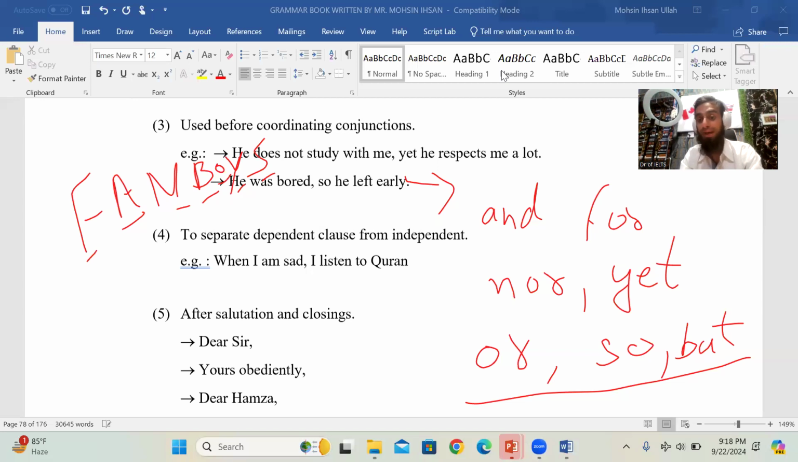Before these we use a comma in the sentence, but in one condition. You have to keep this condition in mind. In English grammar, after these in a sentence, if we use a pronoun, then we use it like this: so he left early. Now after so is the pronoun: he, she, it, they, we, you, someone, somebody, anybody, everyone, something, anything. If any pronoun we use after this, then we must use a comma before so.